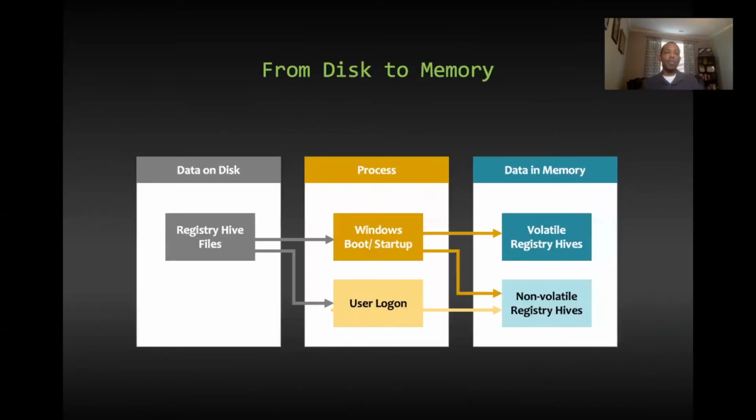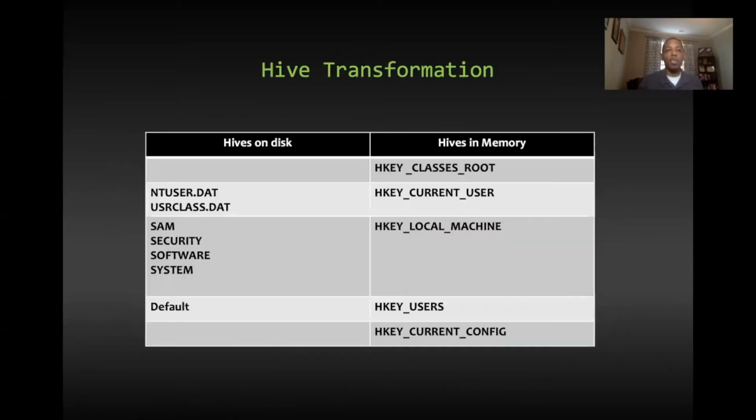Okay, so looking at these things from disk to memory. Again, they're all resident on our operating system. When we have some process that happens, either Windows boots, starts up, or a user logs in, the applicable hives get loaded into memory and they get formed into new hives that we've become accustomed to calling them. And these things are this, right? So ntuser, user class, when a user logs in, it gets loaded into memory and then gets known as HK current user. That is the current user who's logged in.